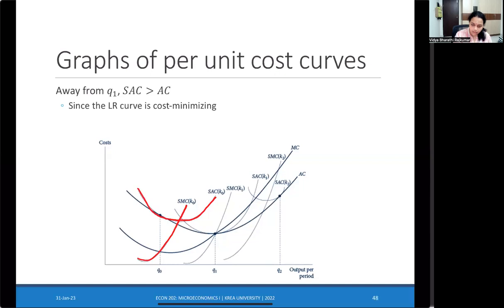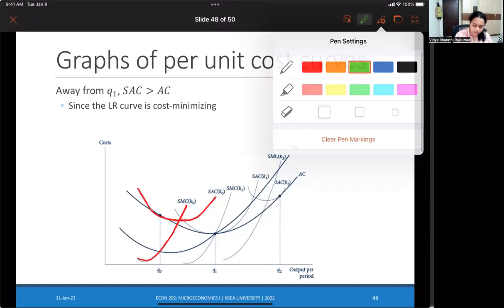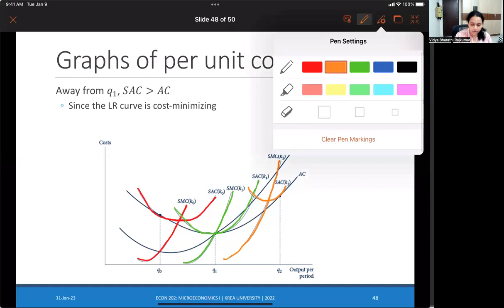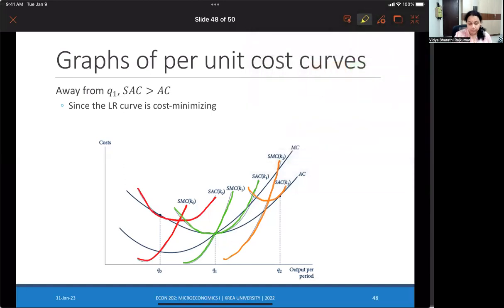Now, let me just get a different color. SAC1 is the short-run average cost for the second time period and the corresponding marginal cost function. This is the average cost for the third time period with a higher level of capital and the corresponding marginal cost function. Now, my long-run average cost is just going to identify those points where the capital stock is just enough to produce certain levels of output as predetermined.